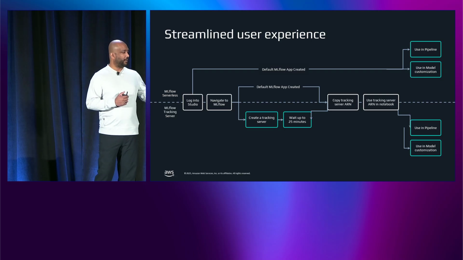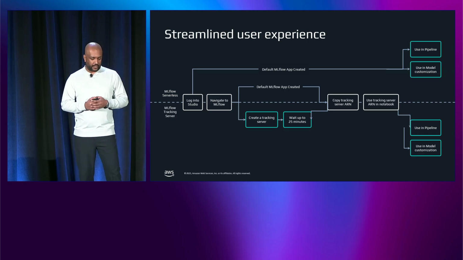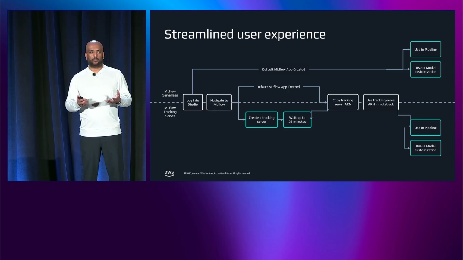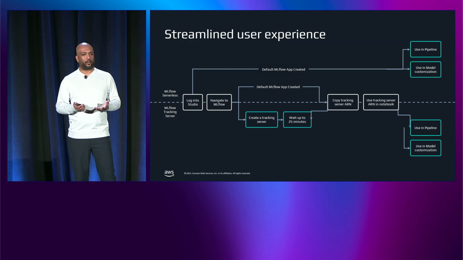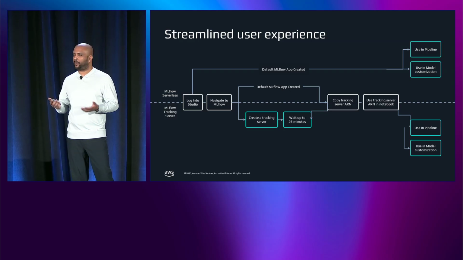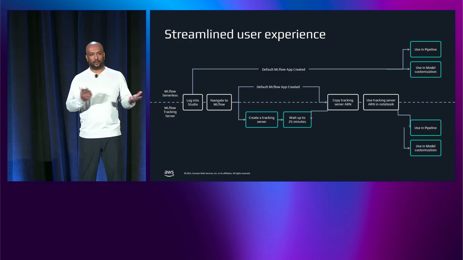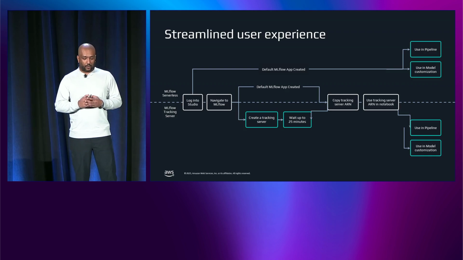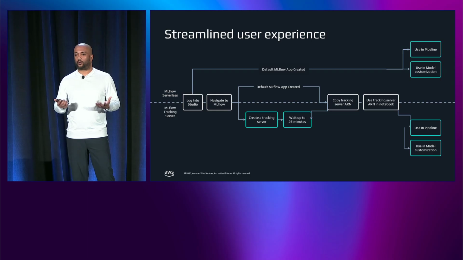At the top, this is going to be the serverless world. As I mentioned, as soon as you log into your studio, we already have a default app created for you. So there's no provisioning, no creation. You just have the ARN and you're good to go. Or if you're using pipelines and model customizations, we detect and use that default MLflow app natively. So there's no longer a need to even copy the ARN, and you don't even have to worry about MLflow running behind the scenes. So as a data scientist, I'm able to get from point A to point B the quickest way possible. And that's the intent behind serverless.